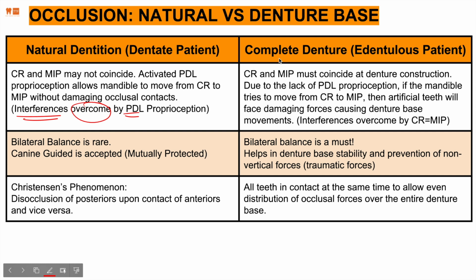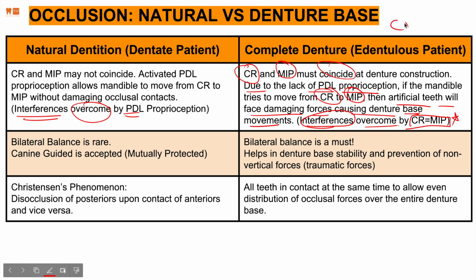But when it comes to a complete denture, the CR and the MIP must coincide because of obvious lack of PDL. We don't have teeth, no PDL. So if there's a lack of PDL proprioception, if the mandible tries to move from CR to MIP, then the artificial teeth will face damaging forces because they won't know how to get from CR a little bit ahead to maximum intercuspation. Therefore, to avoid these denture base movements, the instability, we have to overcome those interferences by making centric relation the same as maximum intercuspation.